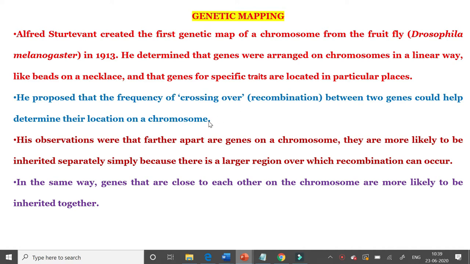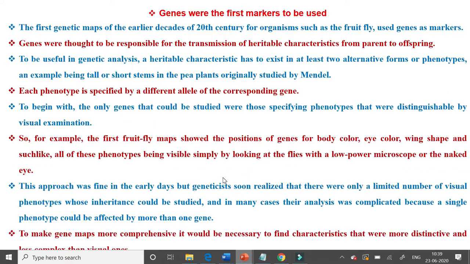And we know that if the genes are farther apart on the chromosome, they are more likely to participate in the process of recombination, while the genes which are very close to each other tend to inherit together in a linkage group. So genes were the first markers to be used. The first genetic maps of the earlier decades of the 20th century were all based upon genes as markers, and genes were thought to be responsible for transmission of heritable characteristics from parents to offspring.